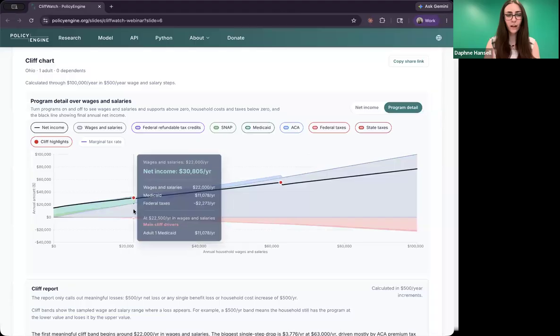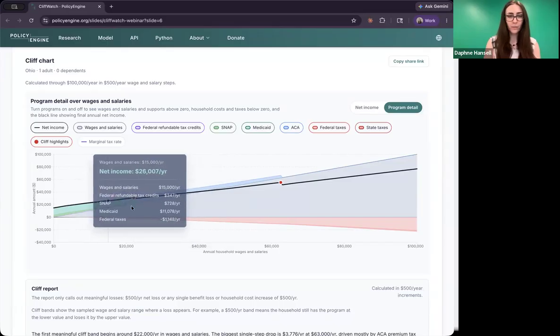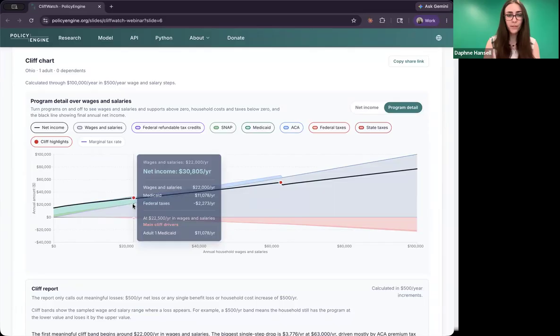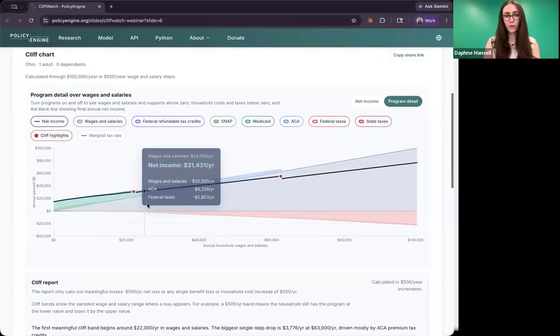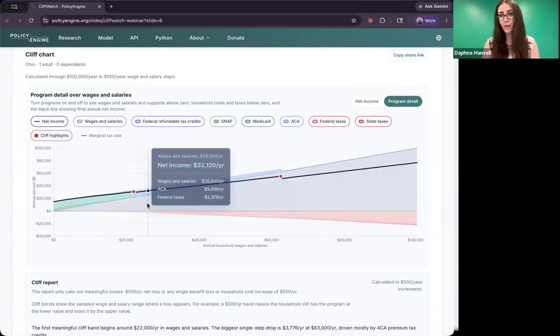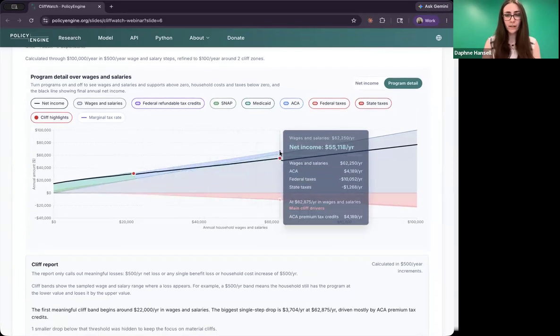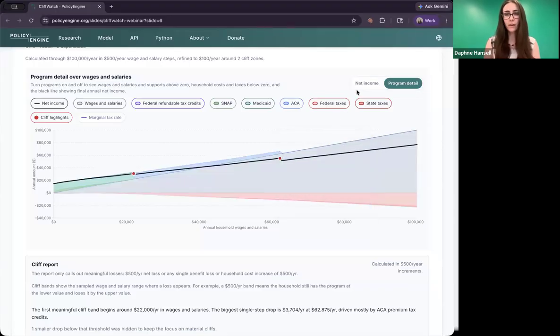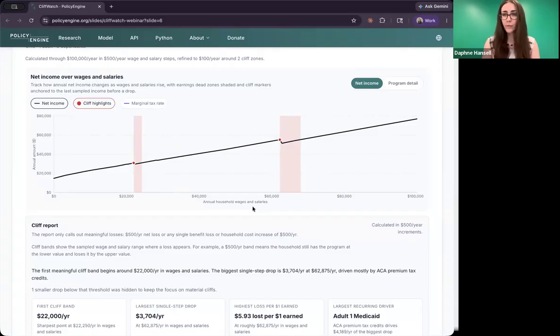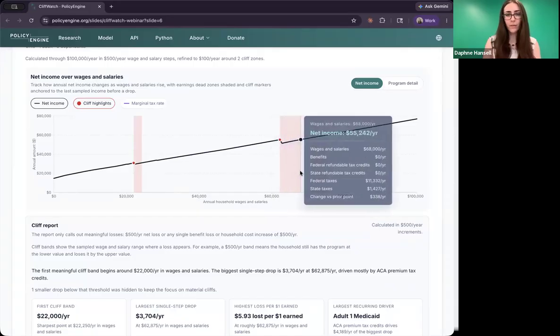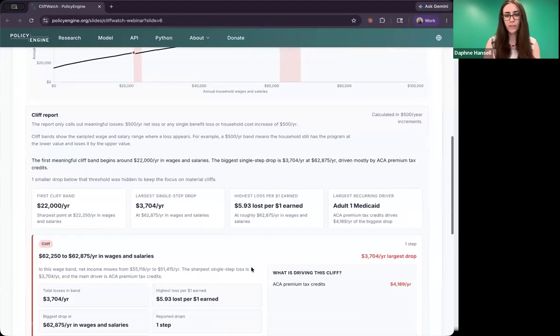The first cliff here is caused by losing Medicaid eligibility. That is at about 138% of the federal poverty line in Ohio. Because Ohio has expanded adult Medicaid, this adult is eligible up until then. But after that point, they move to Affordable Care Act subsidies, which in Ohio are worth less than Medicaid. Then at 400% of the federal poverty line, this adult loses access to Affordable Care Act premium tax credits. We can see on the net income chart at what point there's full recovery from the cliff, and we can go into that in more detail down here as well.